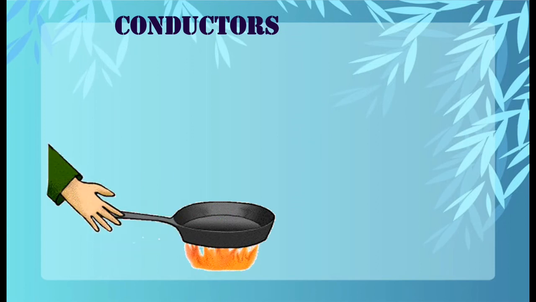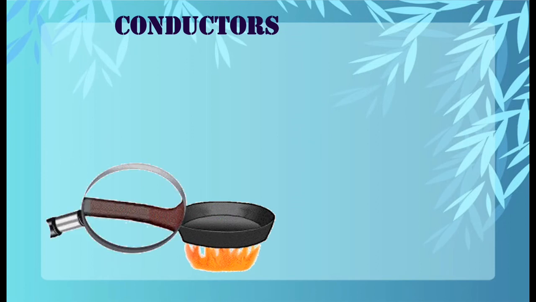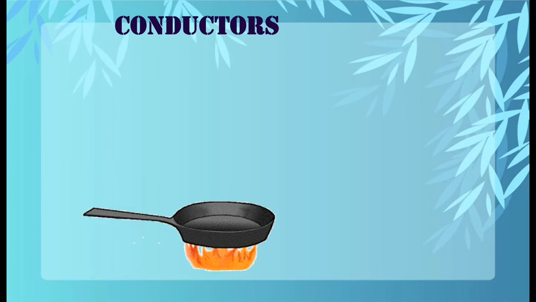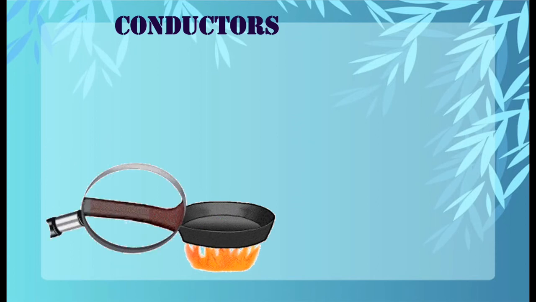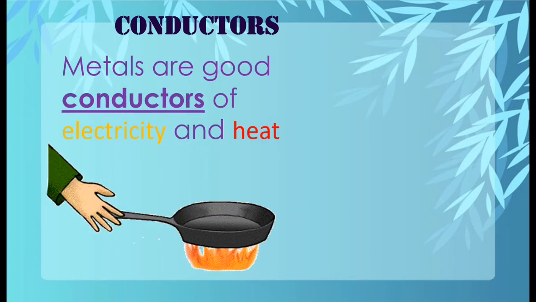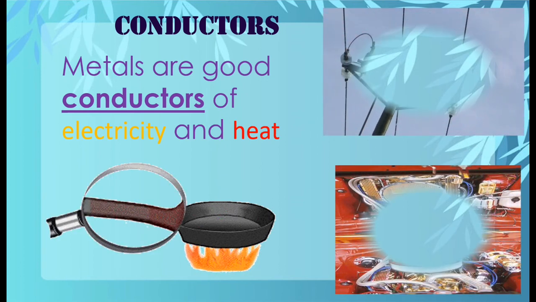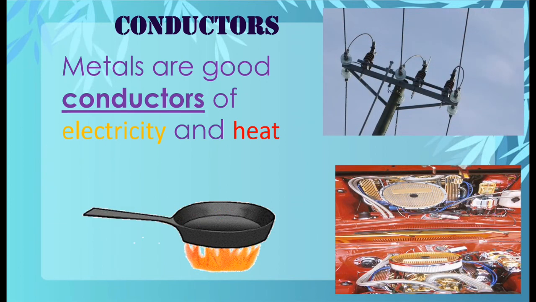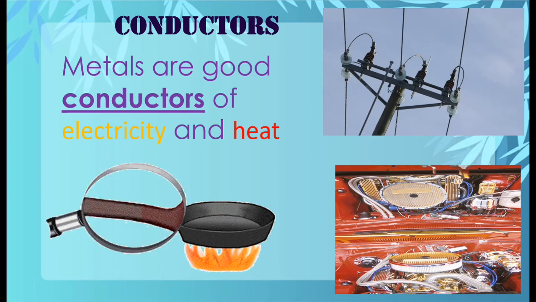Now this is possible only because metals are good conductors, meaning metals can pass through heat and electricity. So metals are good conductors of electricity and heat. Here are a few examples: the car, and the normal electricity wires that come to your houses and the street lights.